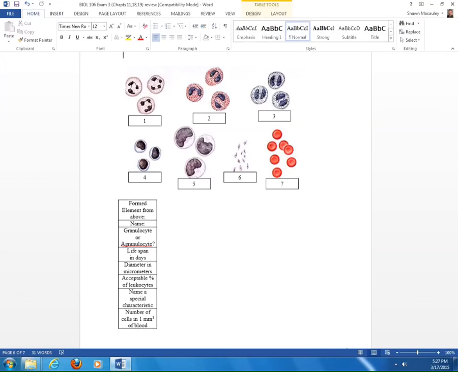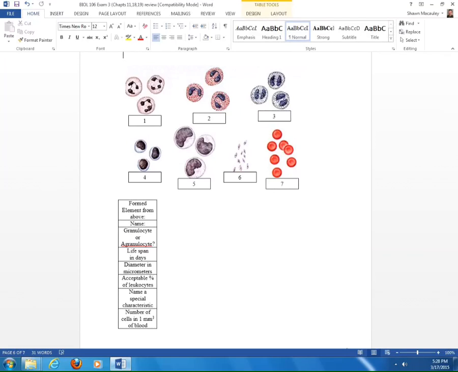Okay, you're learning this. You're going to review this now, but you're going to know it really well for the lab next week as well. So it's going to ask you, what is the acceptable percentage of the leukocytes? Name a special characteristic of these cells. What do eosinophils do? Why do we produce higher than normal numbers of eosinophils? What is their main job? To go after what?